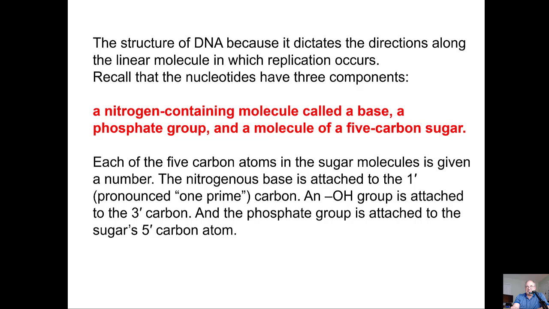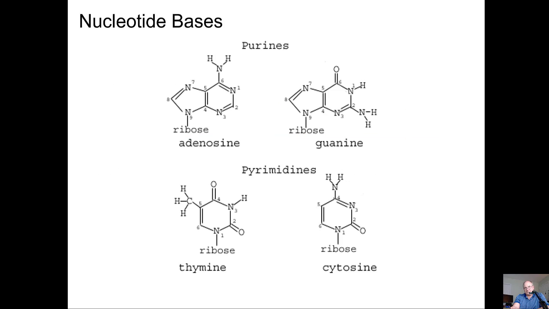The structure of DNA dictates the direction along a linear molecule in which replication occurs. Nucleotides have three components: a nitrogen-containing base, a sugar, and the phosphate group, which I showed in the previous slide. Each of the 5 carbon atoms in the sugar molecule is given a number, as I went over in class. We number from the oxygen as we go around the ring structure, and the 3' and 5' are the carbon atoms as we count going clockwise from the oxygen, and that's where the nomenclature comes from.